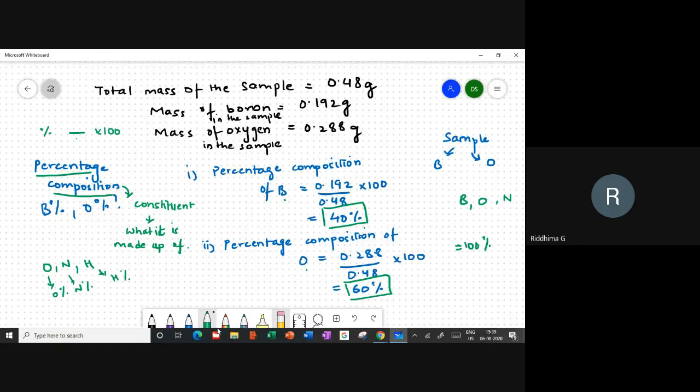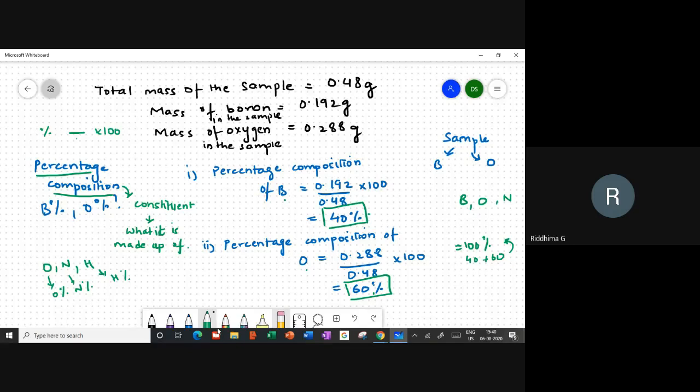I was giving you a small hint here that in this question, if you add the percentage of boron and oxygen, you get 100%. 40 plus 60 gives you 100, correct? This sample contains only boron and oxygen, so it should ideally add up to 100%. This is one way of verifying your answer. If you've made some mistake in calculation, you can figure it out here. If you get anything below 100%, there's something wrong. So always check that.